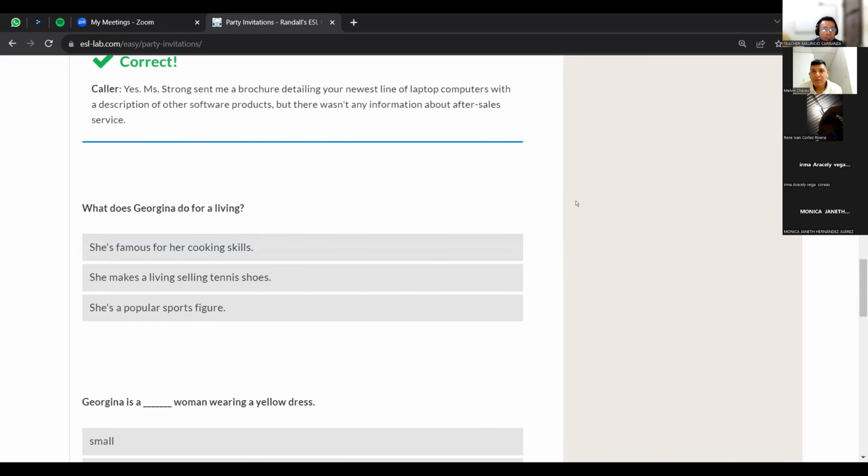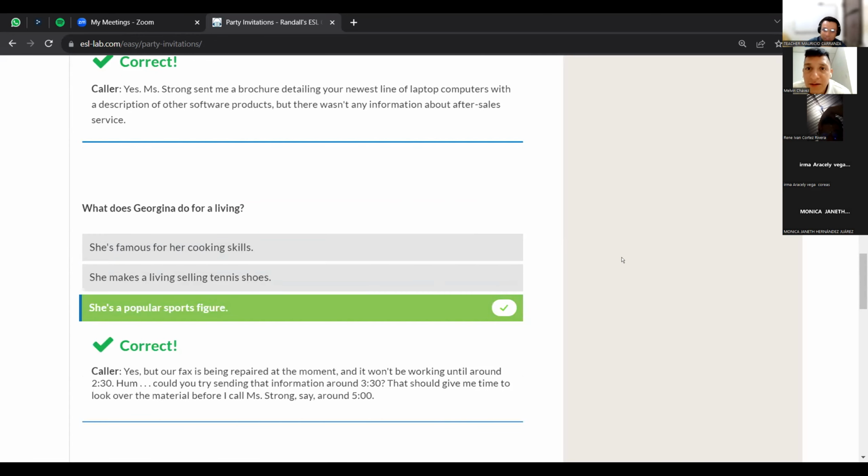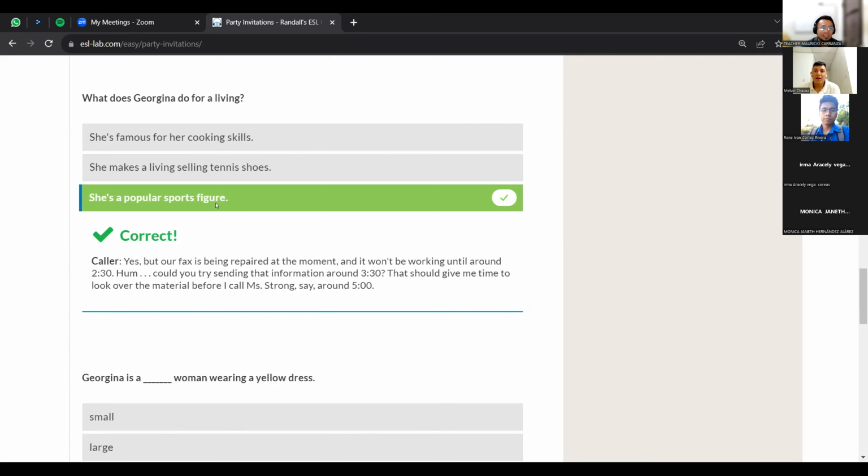Okay. What does Georgina do for a living? Okay, deme las incorrectas. I choose the correct. She's a popular sport figure. No, ese sí está correcto. Pero sí, ahí dice que arm wrestler, dice. Arm wrestler. Es como las luchitas de, ¿cómo le llama uno? Fuerza de mano. That is arm wrestling.